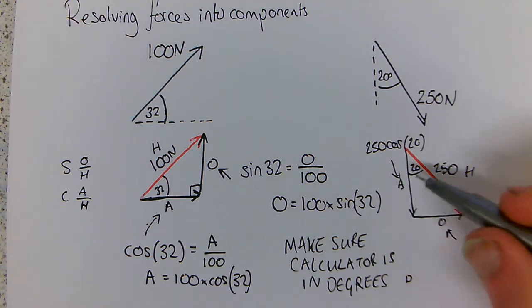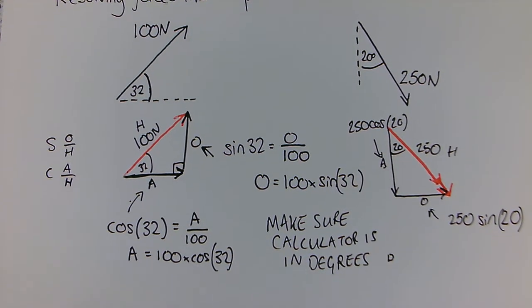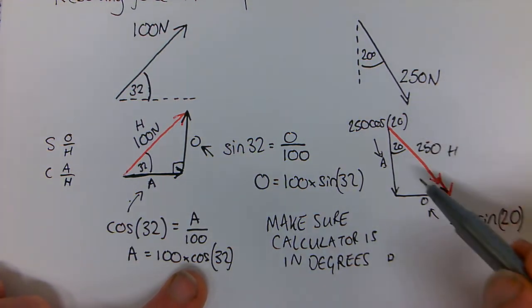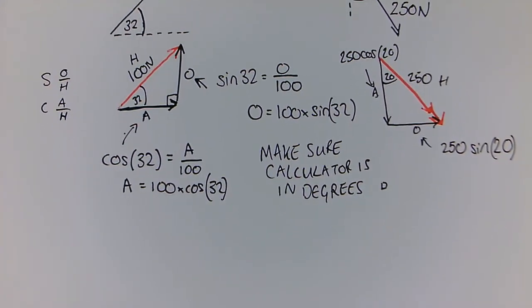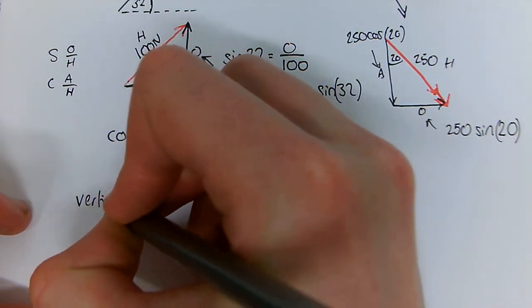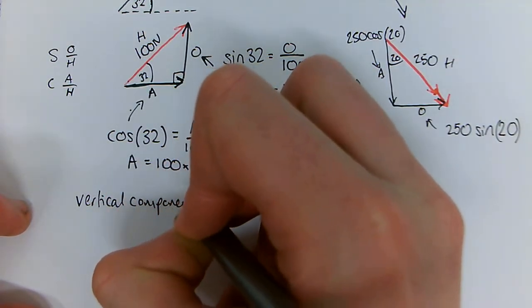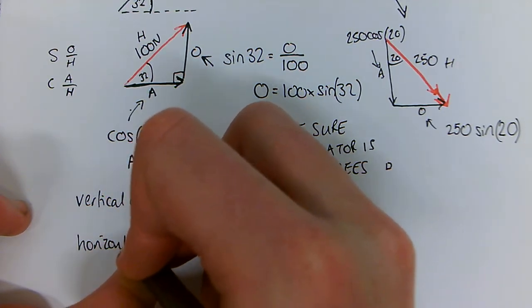You may notice that it is not sufficient to say that the horizontal component is always cos or sine. You actually have to look at the situation you've got. If you were trying to actually communicate what you have worked out, you would make sure that you say what the vertical component and the horizontal components would be.